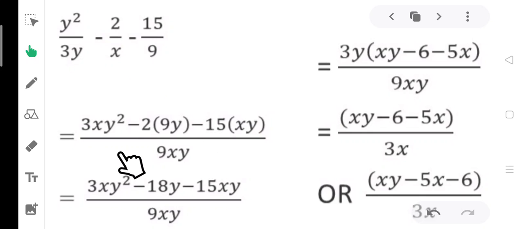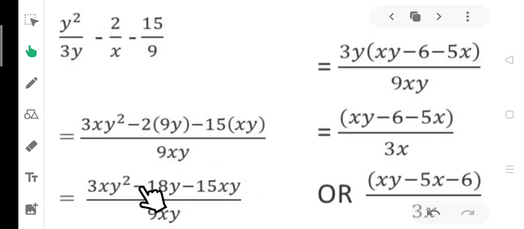Okay. Now let us simplify by multiplication. So we have 3xy squared, just copy. Negative 2 times 9y, that is negative 18y. Then negative 15 times xy, that is negative 15xy. All over, just copy the denominator, 9xy.